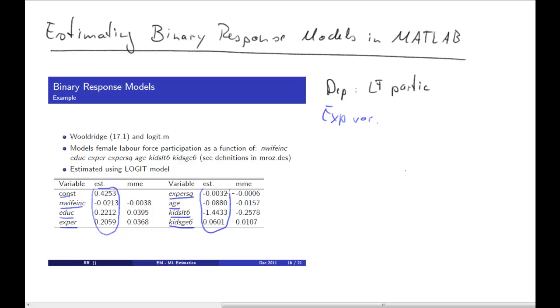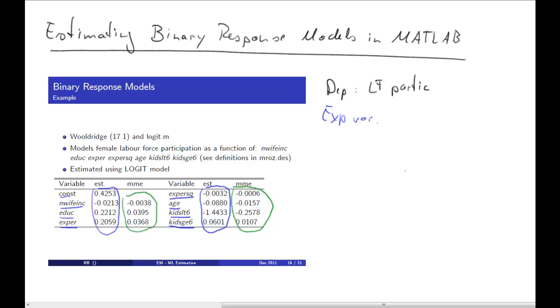Although we know that it's difficult to interpret them, just the signs are important, and then eventually to make interpretation of these a little bit easier, we're also going to calculate the mean marginal effect. But let's first take care of the parameter coefficients.